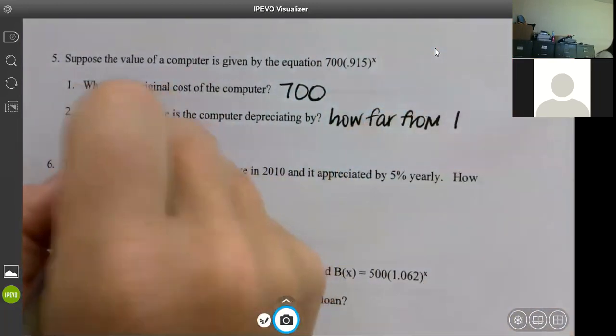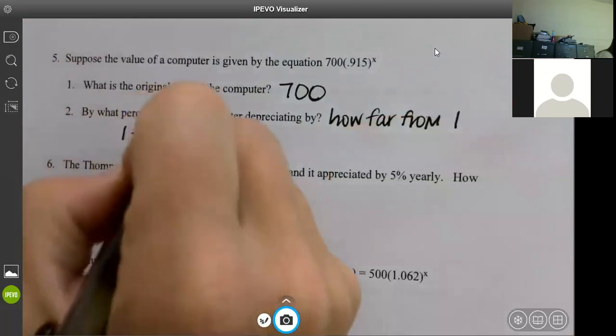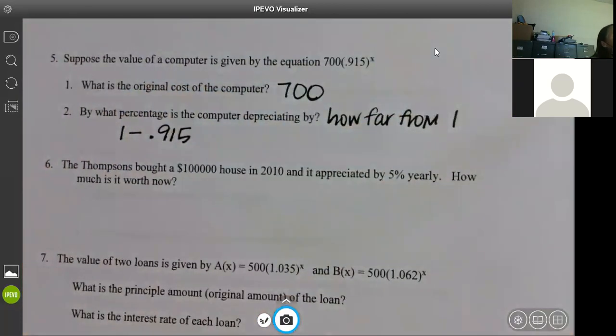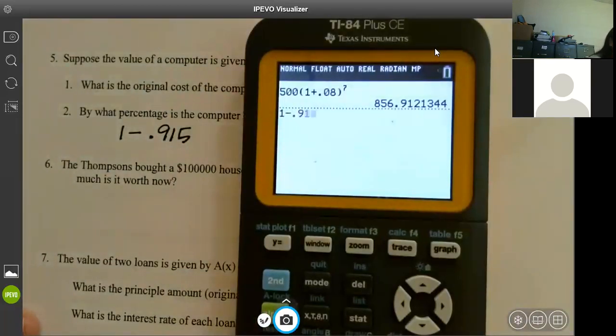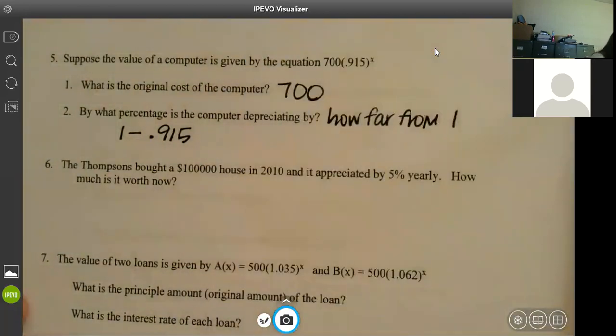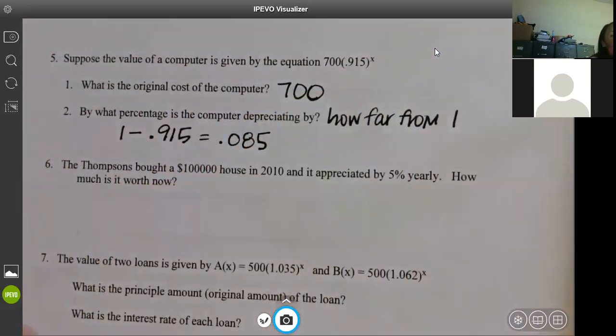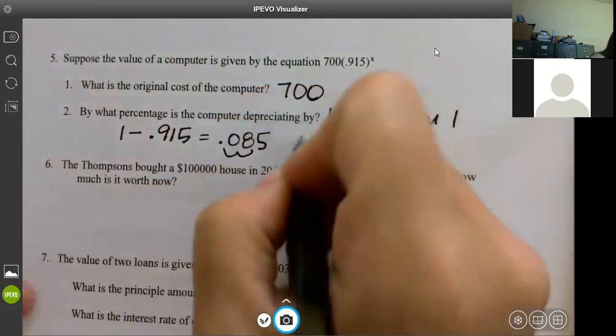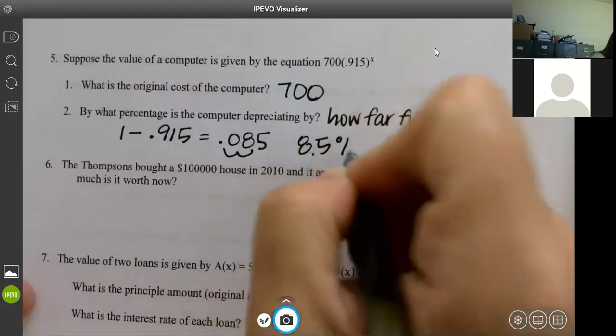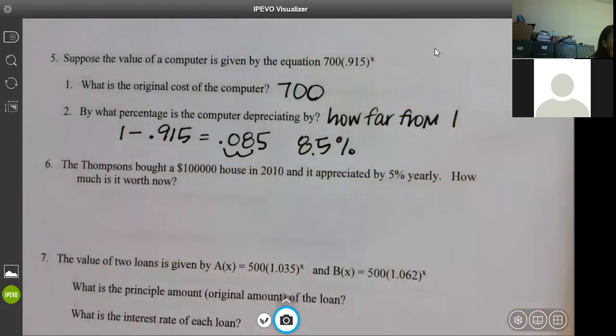So you got to do 1 minus 0.915. What do we get? 0.085. Everybody good with that? But it asks for the percentage. So how do I do that? Move the decimal. And I get 8.5%. Everybody okay? So subtract it from 1 and then move your decimal.